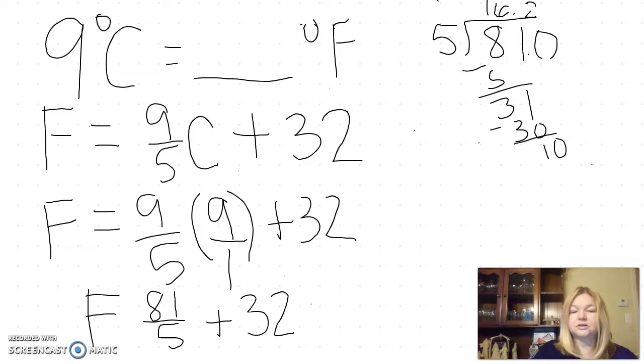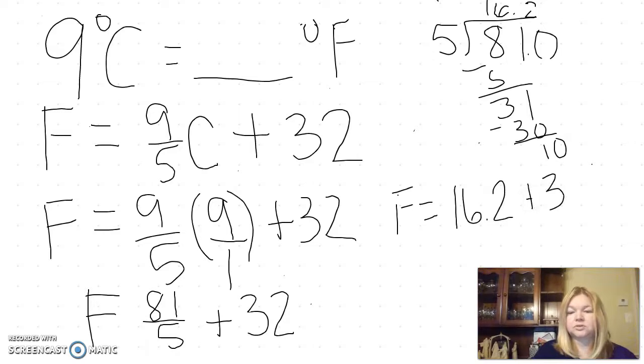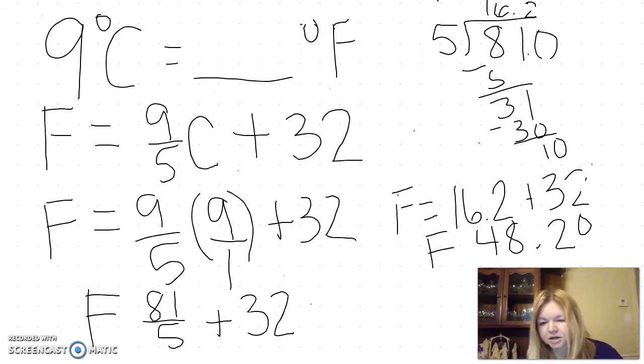So then we just put in Fahrenheit is equal to 16.2 plus 32. And so the temperature in Fahrenheit is 48.2 degrees. It's not 20, it's degrees.